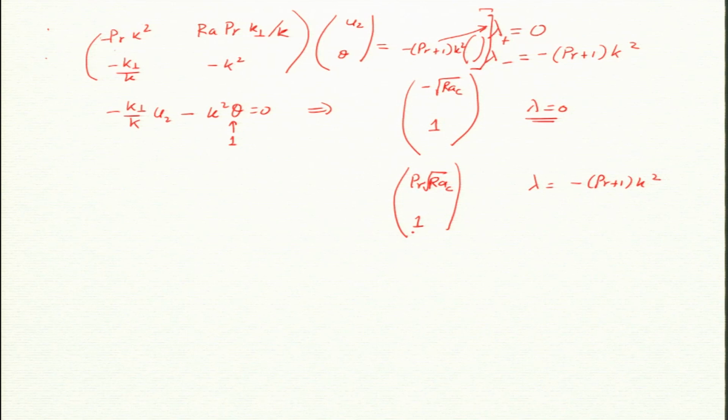So, my temperature and velocity fields are related. If the temperature amplitude is 1, then my velocity amplitude will be what? Will be this or that? Which one of the two? First one. Why first one?